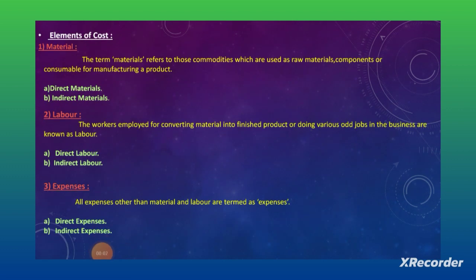Elements of cost. In that, the first one is materials. The term materials refers to those commodities which are used as raw materials, components, or consumables for manufacturing a product. In that, there are two types: the direct materials and indirect materials. First one is direct materials. All materials which become an integral part of the finished product and which can be conveniently assigned to specific physical units are termed as direct materials.